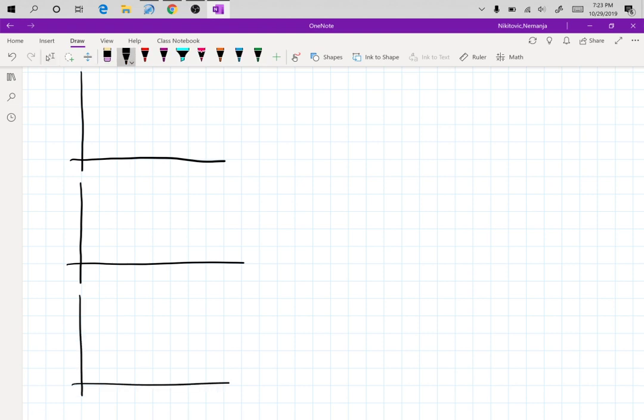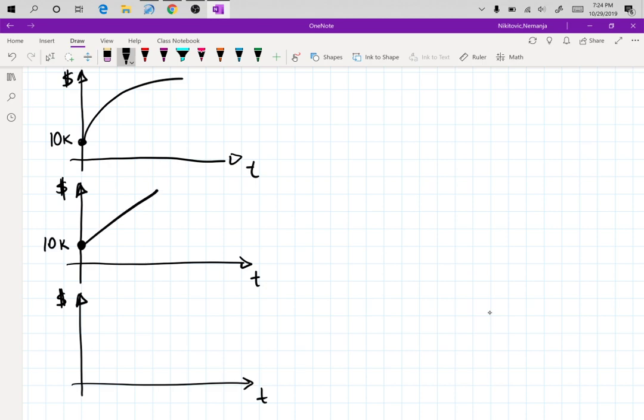We are going to invest in the same time frame t, the same amount of money, in a different portfolio. The first portfolio will start at the 10K investment and go like this. The second portfolio will start at the 10K investment and go like that. And a third portfolio will start at the 10K investment and go like this. Which portfolio do you want to invest in?